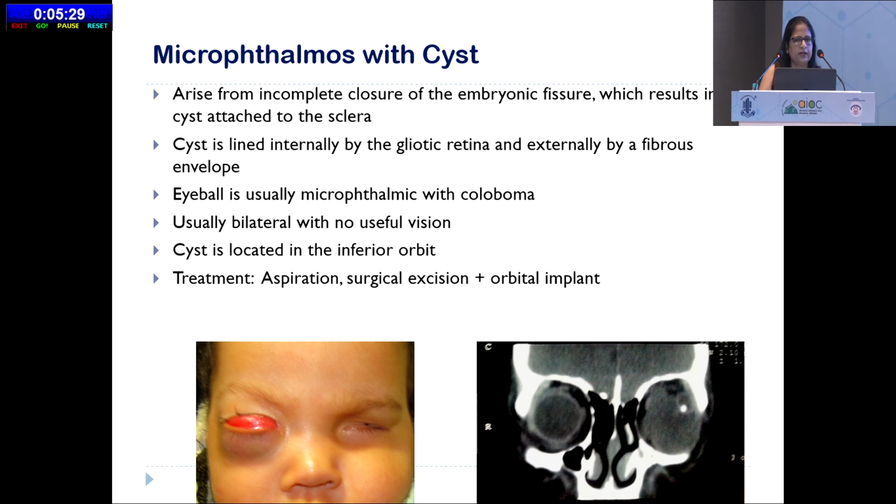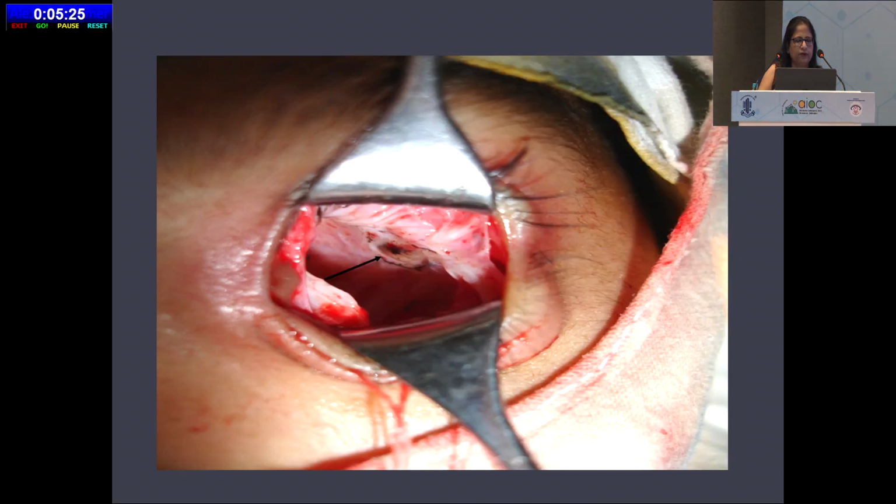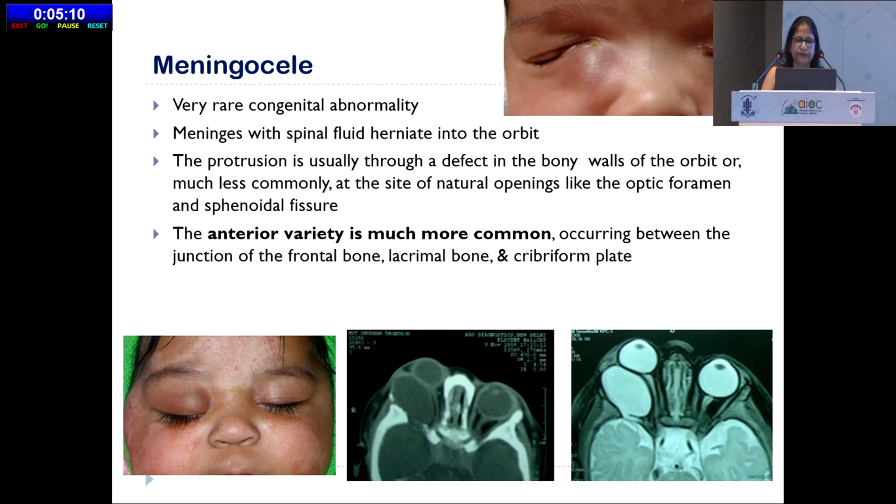Plus, pediatric assessment is also very important in these patients. So, if no vision potential, try to intervene early so that the orbital cavity is not deformed. So, this is just to show the picture of the cyst which is opened up, and you can see the open embryonic fissure. The arrow is showing that.